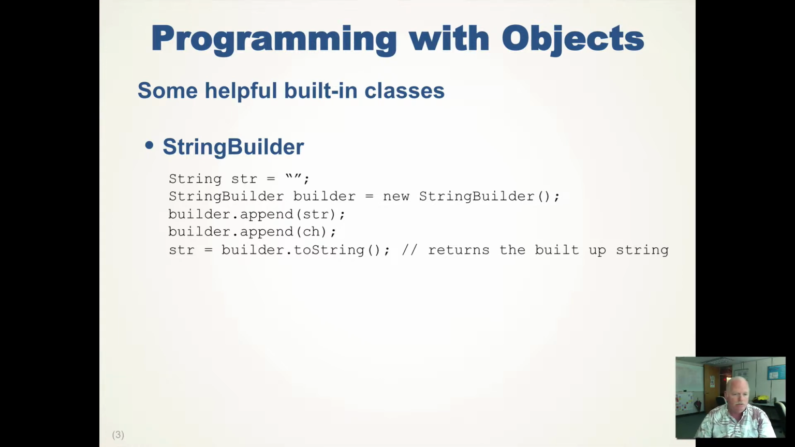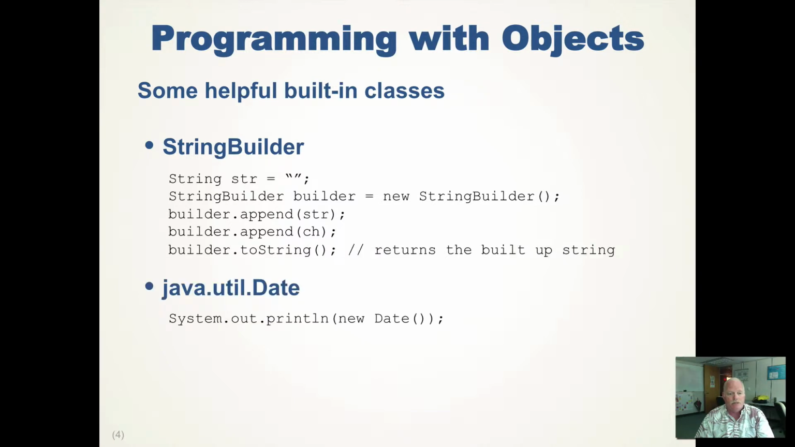StringBuilder is much more efficient than using the concatenation operation, because it doesn't actually build up all these strings and throw them away until we call toString. It builds one string and returns it. So it's a much more efficient tool than using string concatenation, and I highly recommend that you use StringBuilders.